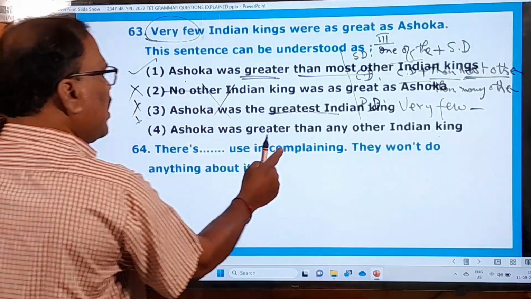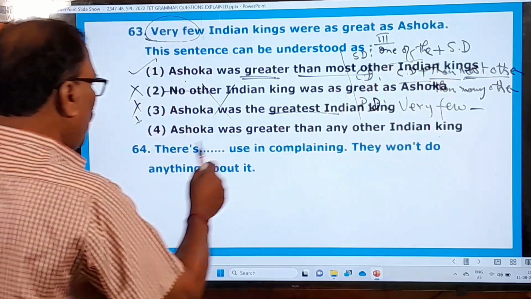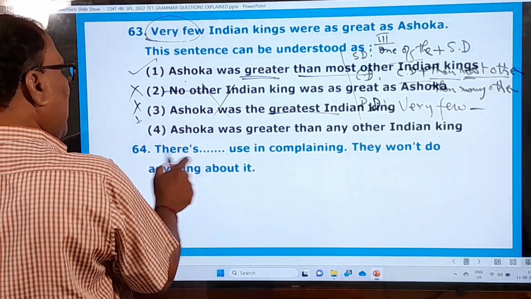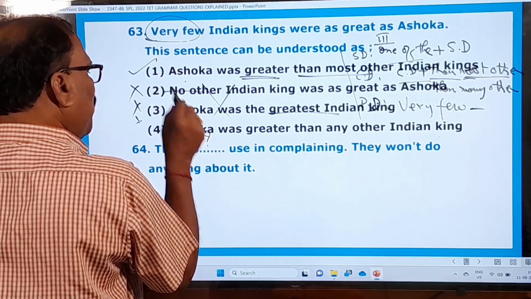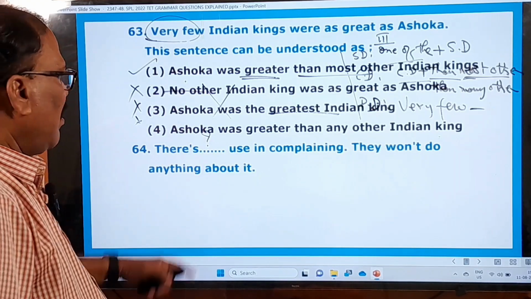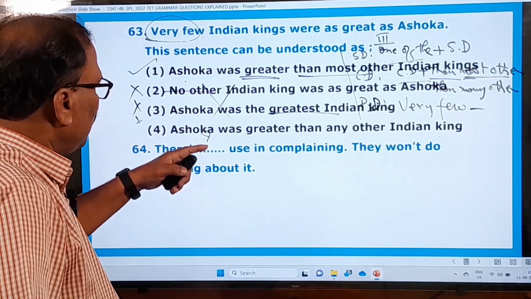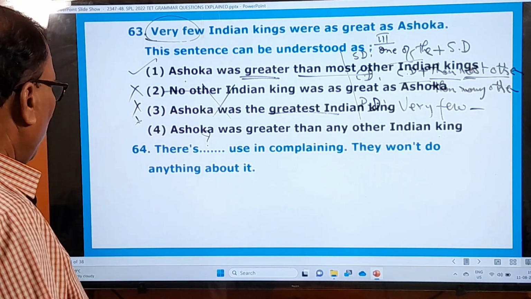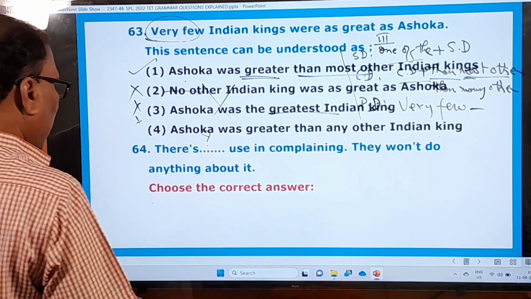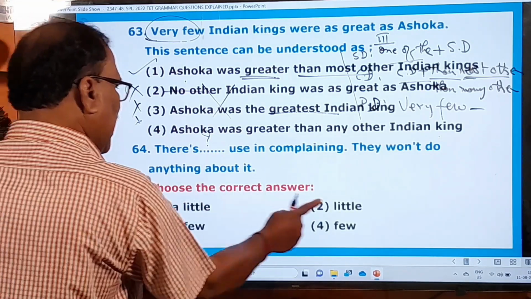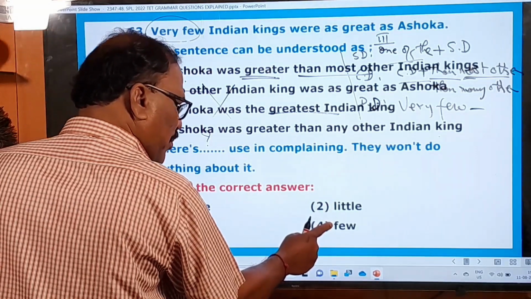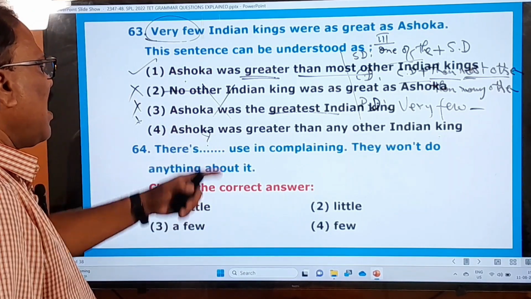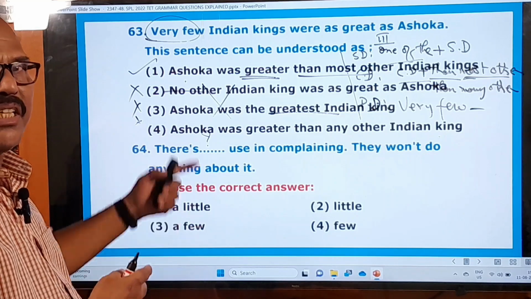There is dash use in complaint. They won't do anything about it. This is the question, and in this question there is a blank. What should be used in this blank? To use the fitting word, we must first of all see the options. What are the options given here? A little, little, a few, few. These are the words given. Try to understand them, then you can use the word that fits in that blank.